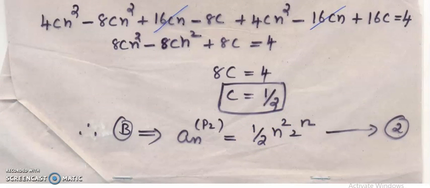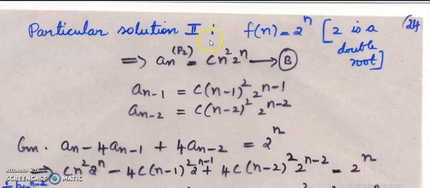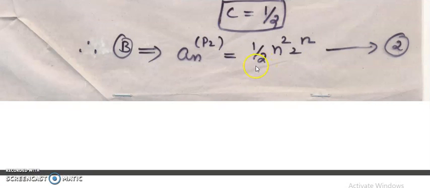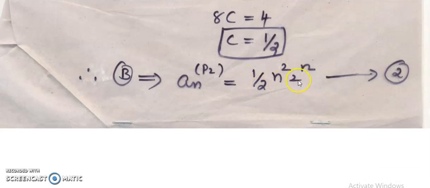So after finding c you can substitute it in the equation. Equation b is this, so we get a_n^(p2), okay. Now you can substitute the value of c: c n square 2 raised to n, c is 1 by 2. So you get 1 by 2 n square 2^n.